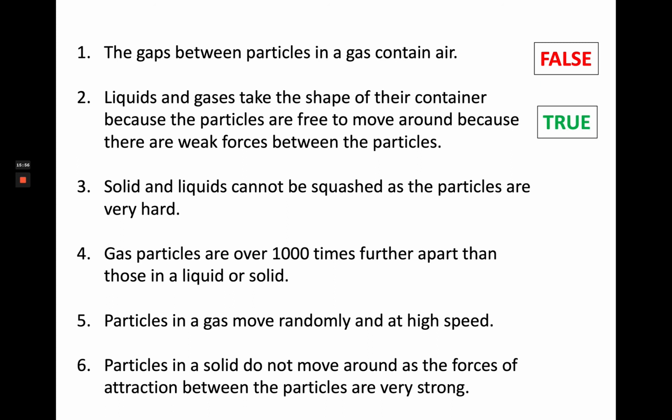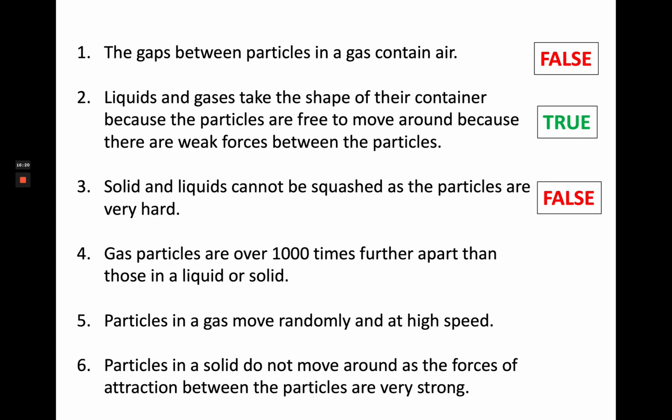Liquids and gases do take the shape of their container. The reason for that is because the particles are free to move around, and there are weaker forces, certainly compared to solids. It's not because the particles are very hard that solids and liquids can't be squashed. It's because there's very little space between those particles.